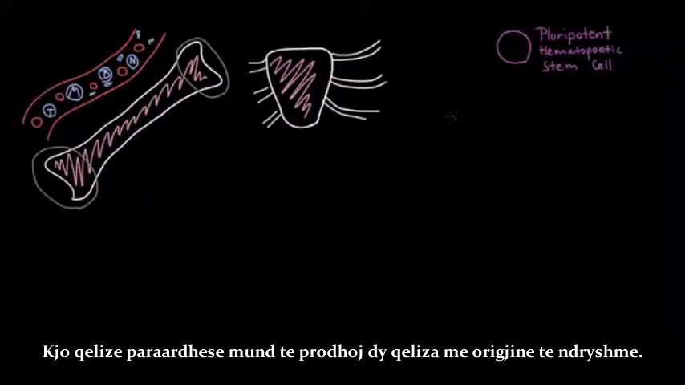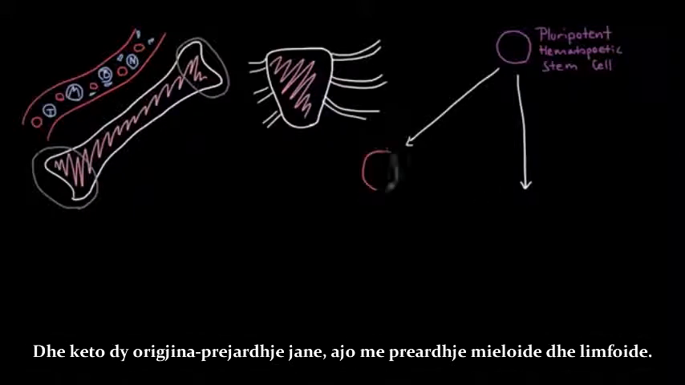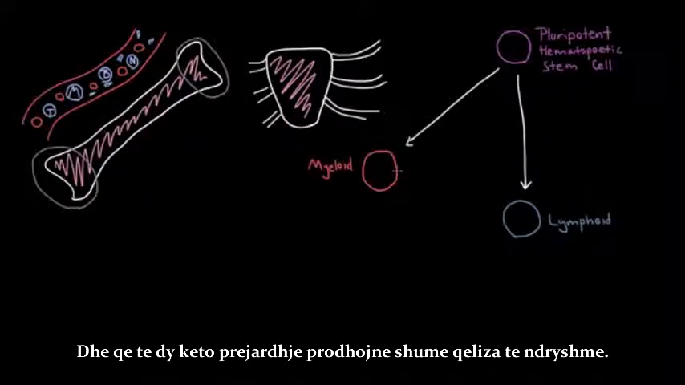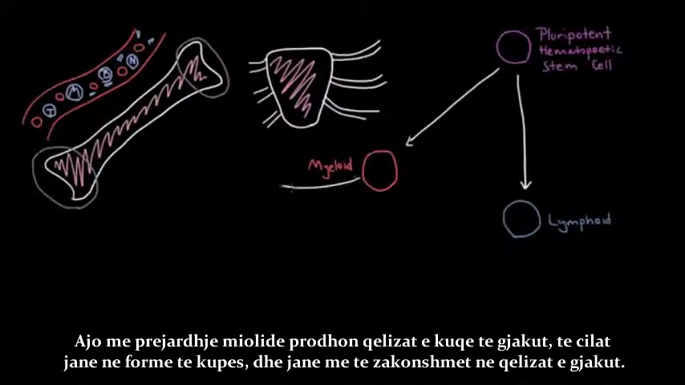So this grandfather cell gives rise to two different lineages. And those two lineages are the myeloid lineage and the lymphoid lineage. And each of these lineages gives rise to many different cells. So the myeloid lineage gives rise to red blood cells, which are biconcave in shape. They are the most common of all blood cells.